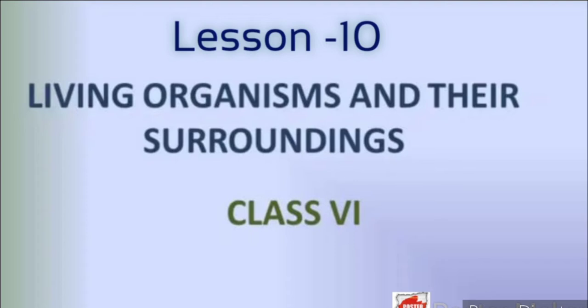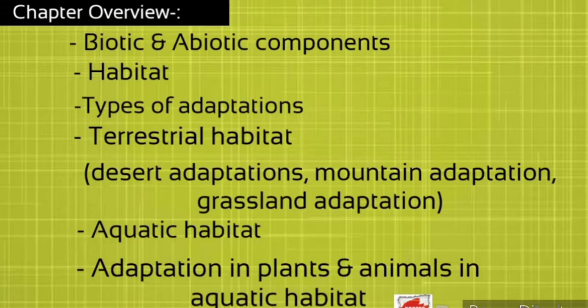Today we are going to study lesson 10 of science, that is living organisms and their surroundings. The chapter overview of what all things we are going to study in this chapter: the habitat, the biotic and the abiotic components, and then the different kinds of habitats, that is the terrestrial and the aquatic. In the terrestrial, we are going to study the different adaptations, that is desert, mountain and grasslands. And in aquatic, we are going to study the adaptations of the plants and animals in the aquatic habitat.